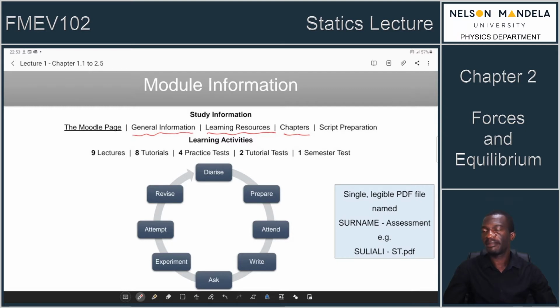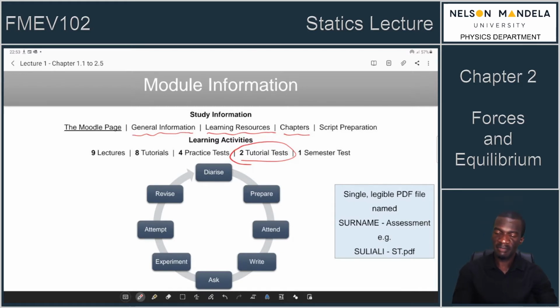The script preparation is something that I would like to just recommend for your test. So these two tutorial tests are written online. You're going to be selecting some answers, or you will be typing some answers. So everything is submitted online. It is marked by the Moodle system, and then you get your results.